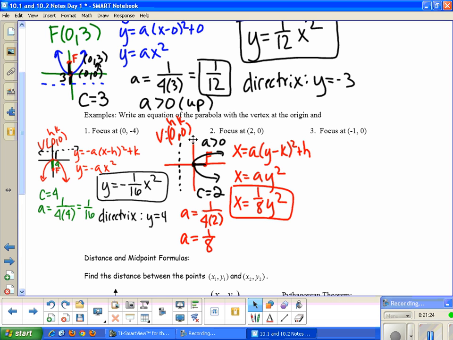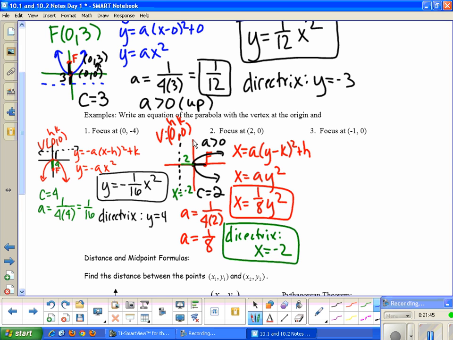So this would be the equation. And if I want to find the equation for the directrix, it is now x equals, and the distance from here to here would be 2. So x equals -2 because we're going to the negative side of our graph. So x equals -2.